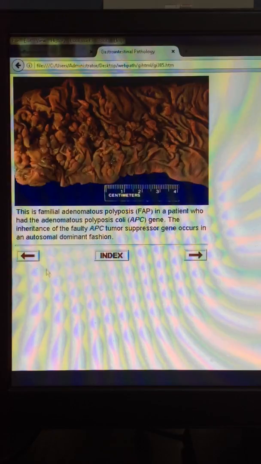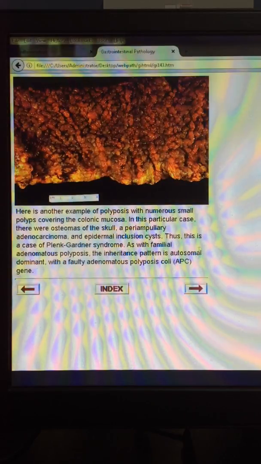Another example of FAP syndrome or familial adenomatous polyposis. Here you can recognize the numerous scattered polyps all over the mucosal surface of the colon. This is another example. Actually, the normal mucosa is not apparent and is obscured by the huge number of polyps scattered all over the mucosal surface of the colon.